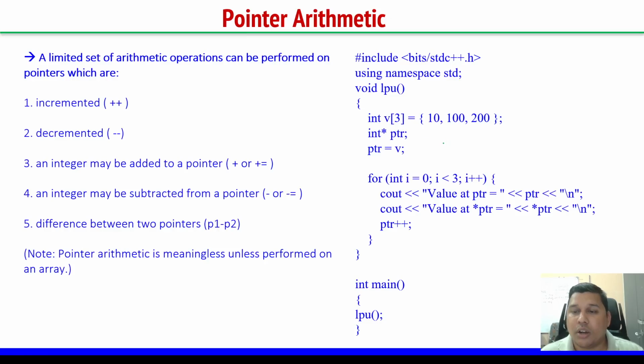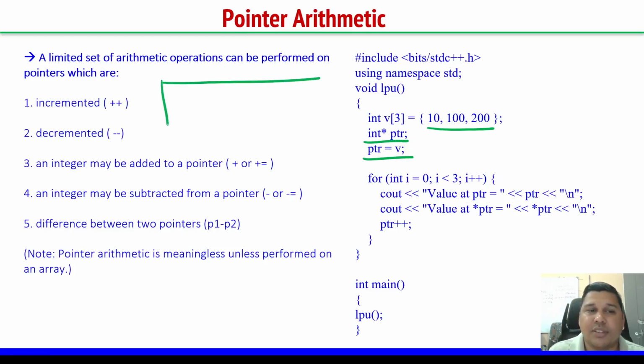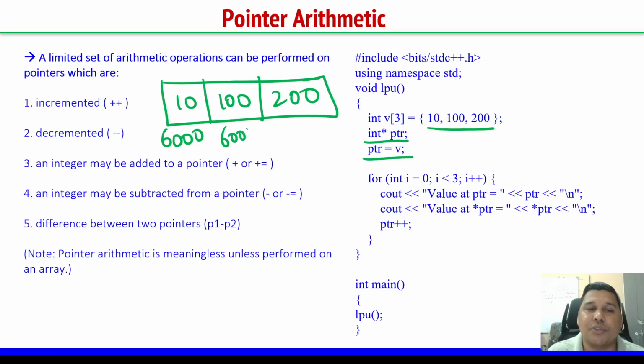So I'm having int v[3] = {10, 100, 200}, and I'm creating int *ptr = v. It means I have an array with three values, that is 10, 100 and 200. Let the addresses be something like this: 6000, 6004 and 6008. This is the variable v.